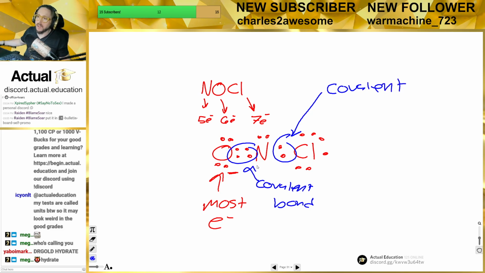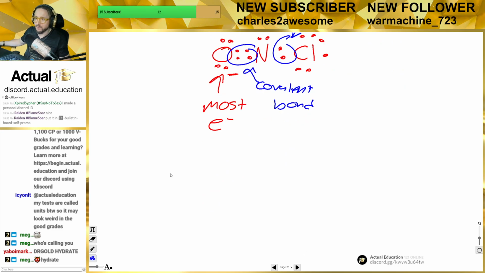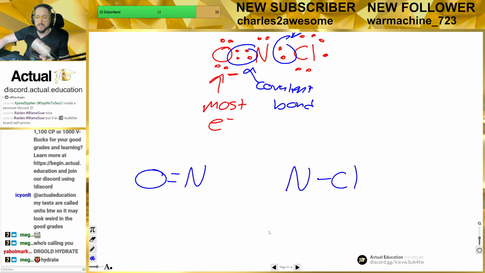So there's 2 covalent bonds, guys. There's a covalent bond between oxygen and nitrogen. There's a covalent bond between nitrogen and chlorine. Okay, so we have 2 bonds here. You have oxygen bonded double to nitrogen. You have nitrogen bonded to chlorine. Don't worry if you don't understand why something's a single or double bond yet. You haven't gotten into that yet. Your teacher is going through a weird order where you need to know some of this stuff first before I can teach you the other stuff.